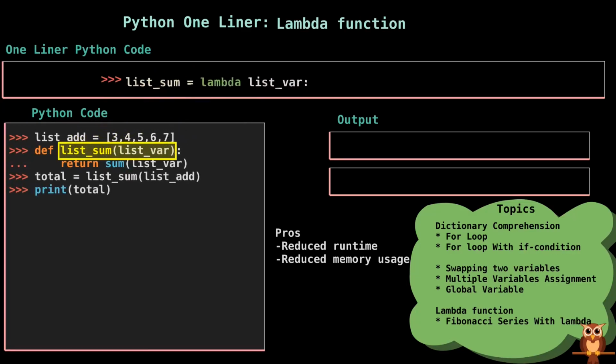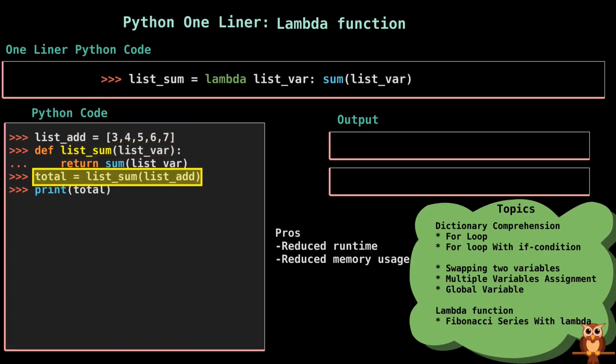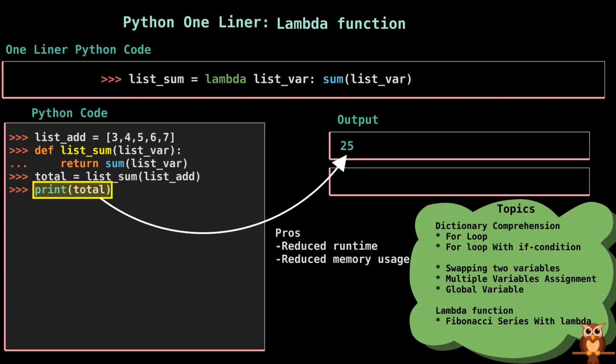A lambda function is a single line function declared with no name, which can have any number of arguments, but it can only have one expression. It is similar to the Python def keyword.